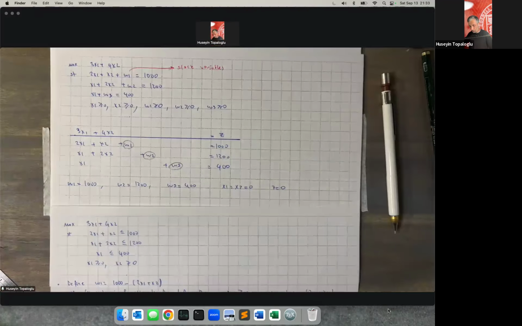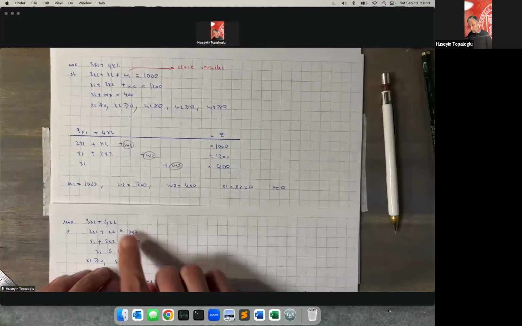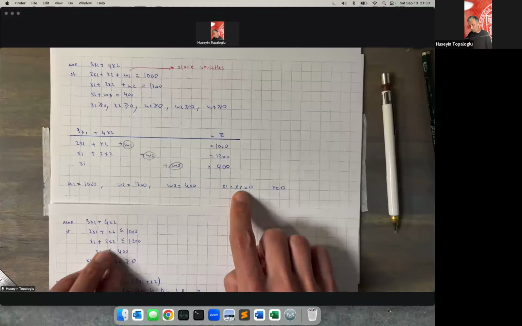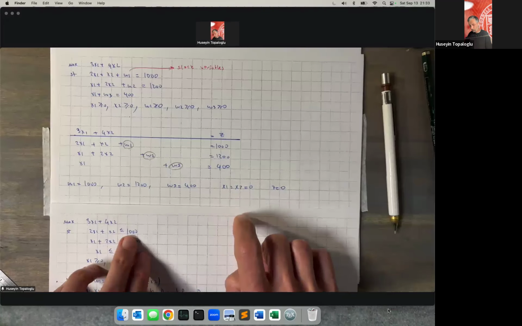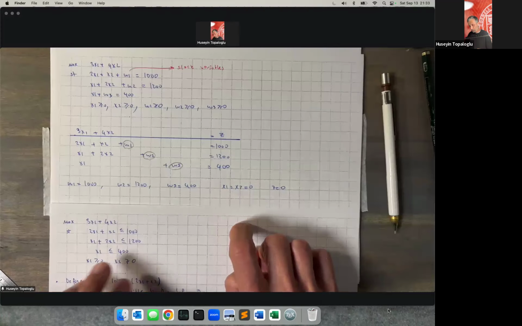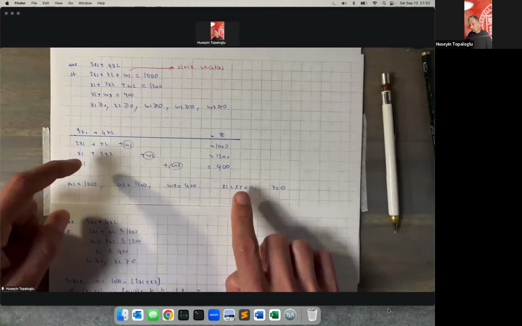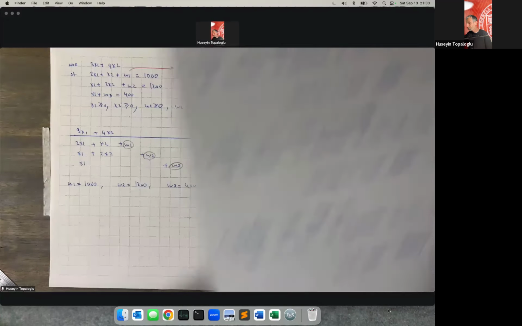If we actually look at the original linear program with the non-negative, less than or equal to constraints, it's still going to be feasible. x1 and x2 are 0. 0 plus 0 is less than or equal to 1000. 0 plus 0 is less than or equal to 1200. 0 is less than or equal to 400. So it's indeed feasible to the linear program that we would like to solve, however you read it.